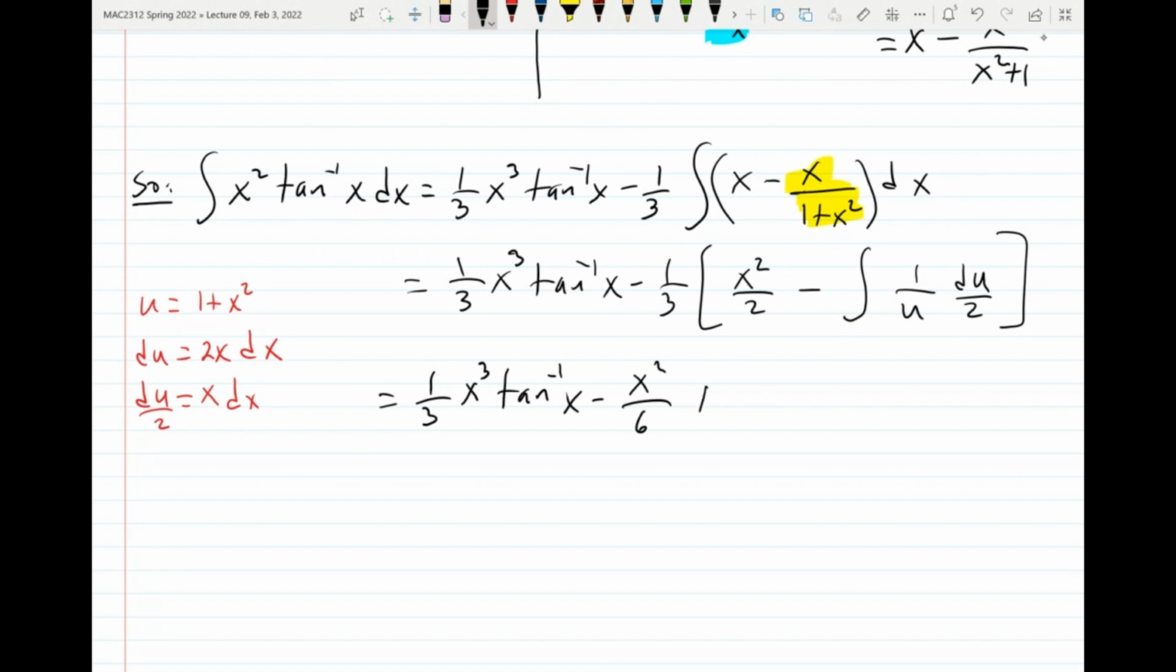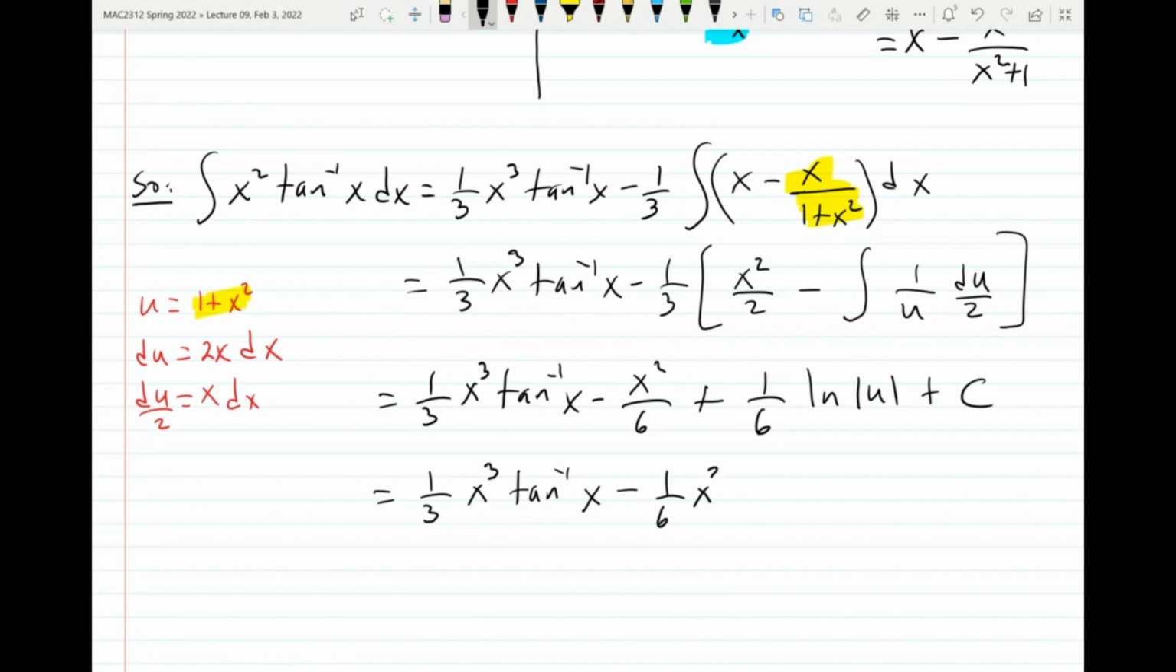So minus x squared over 6, then plus, distributing the negative 1 over 3, I'm going to pull out the 1 half, so it gives me a 1 over 6. That's 1 over 3 times 1 half. And the integral of 1 over u is ln of the absolute value of u. And always remember plus c. Now I'm going to put u back, but because u is 1 plus x squared, that's always positive, so I don't really need the absolute value. So minus x squared over 6. Let me write it as 1 over 6 x squared. It looks nicer. Plus 1 over 6 ln of x squared plus 1.